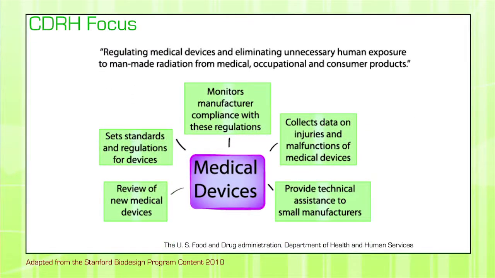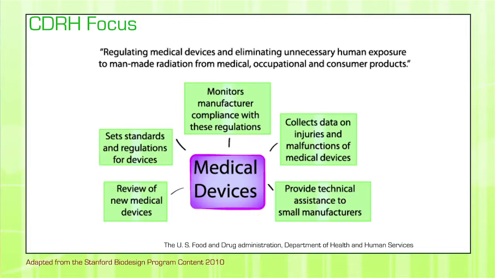Okay, but going into more detail, what does the CDRH do within the FDA, this huge office in which all the medical devices are going to be regulated? Well, they want to regulate medical devices and to eliminate unnecessary human exposure to man-made radiation from medical, occupational, and consumer products. This is the definition of the mission of the CDRH, but you should know also that this office is dedicated to providing enough evidence to show that the medical devices approved for sale in the United States are as safe and effective as the manufacturers claim.